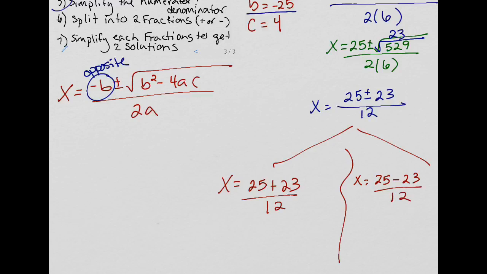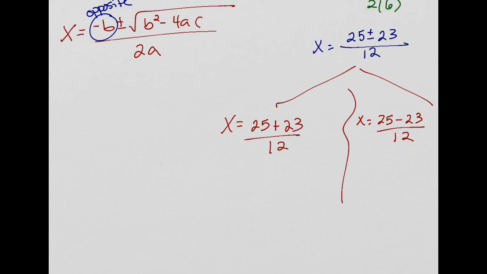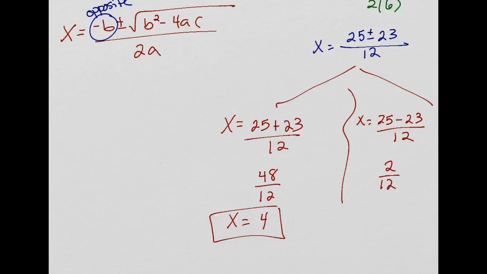And then I'm going to keep simplifying each side. 25 plus 23 is 48, and 48 divided by 12 is 4. So one solution is x equals 4. On the other side, 25 minus 23 is 2. 2 divided by 12 reduces to 1/6. So my other solution is x equals 1/6.